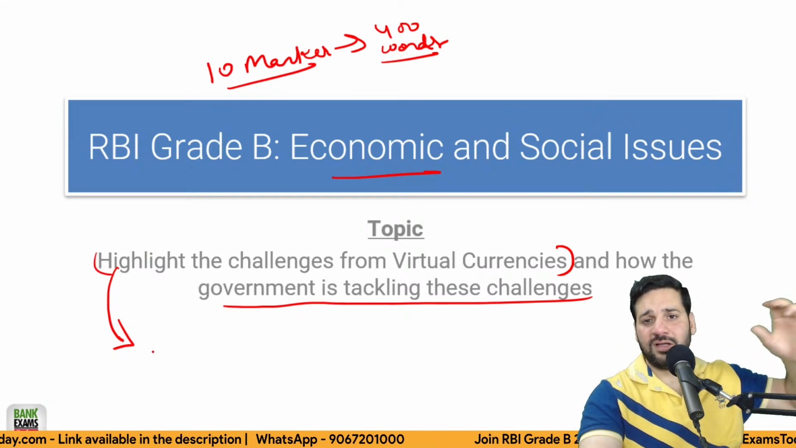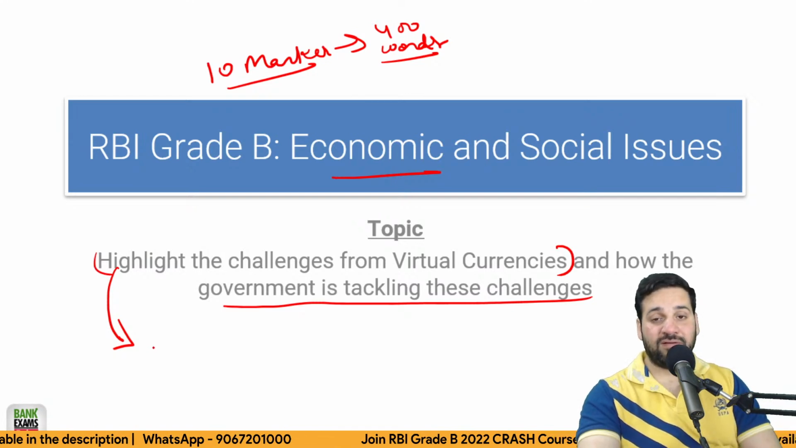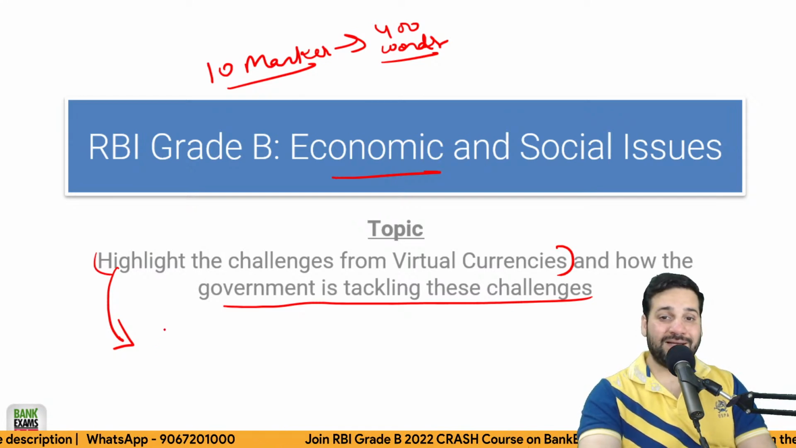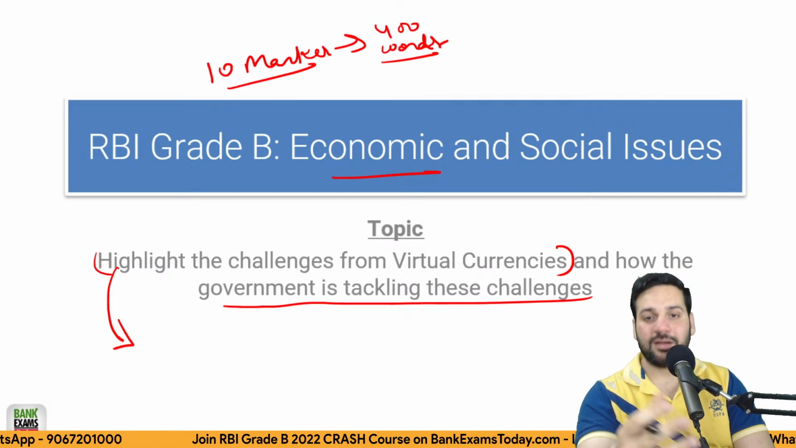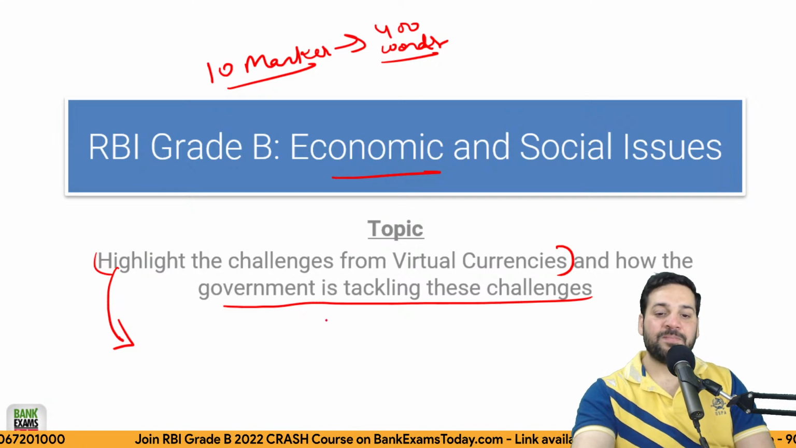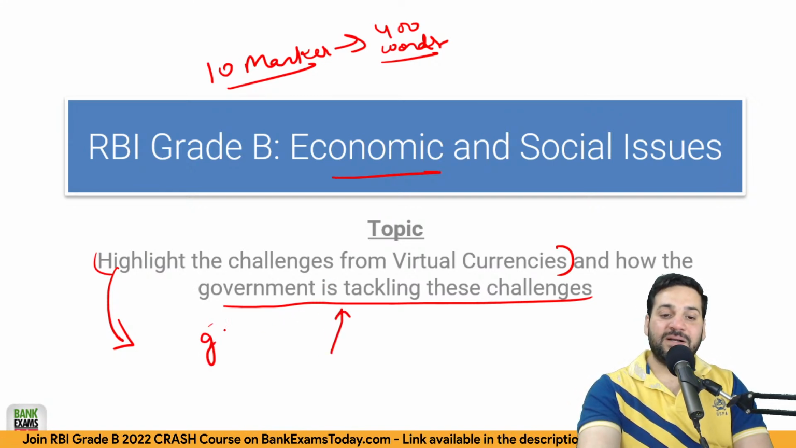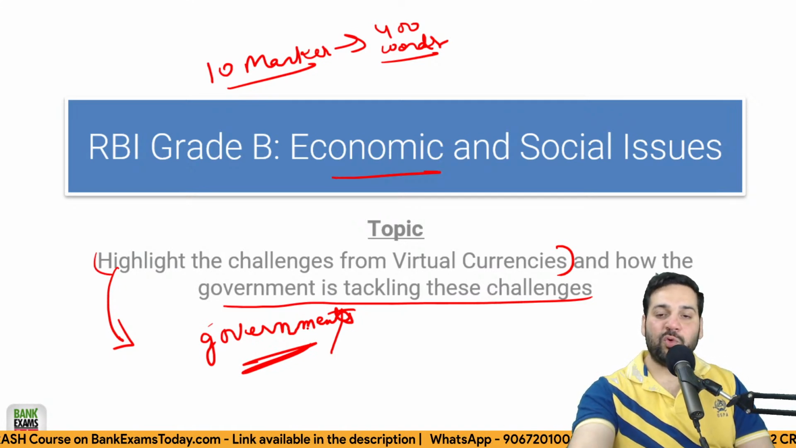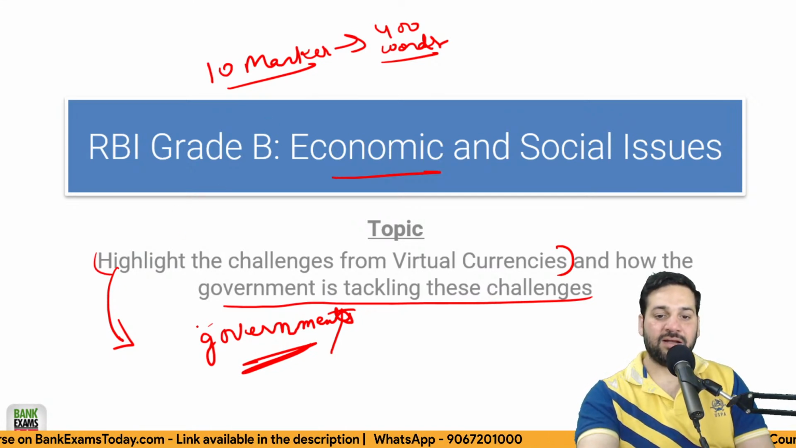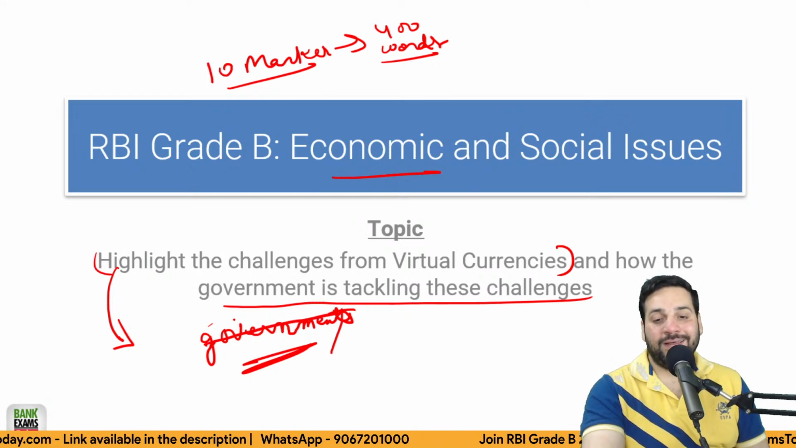I have seen students write 3, 4, 5 ideas, but they do not develop those ideas. You need to explain those ideas, develop those ideas. How to do that? I'll explain that in the next slides. And how the government is tackling. If governments was mentioned, then we have to write it as a global issue. But here, as it is mentioned as government, we hope it is the Indian government.